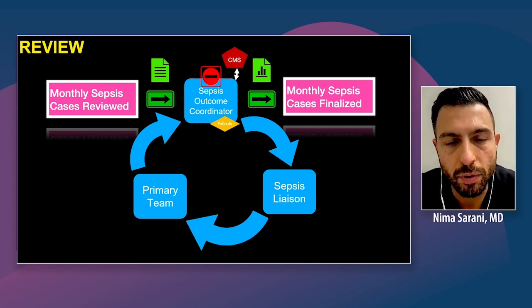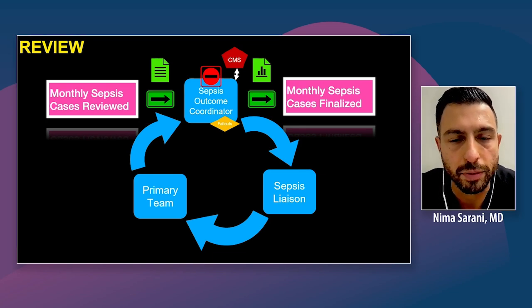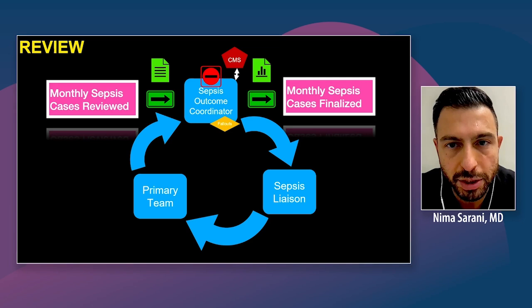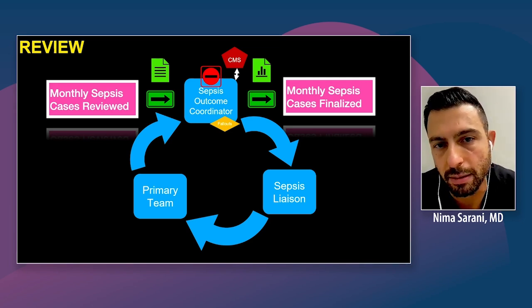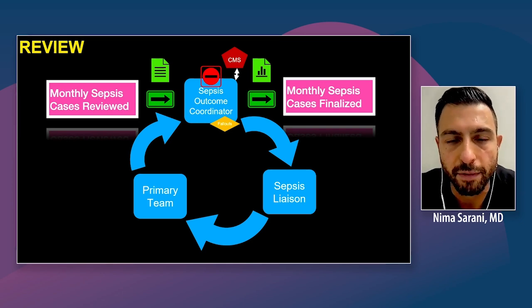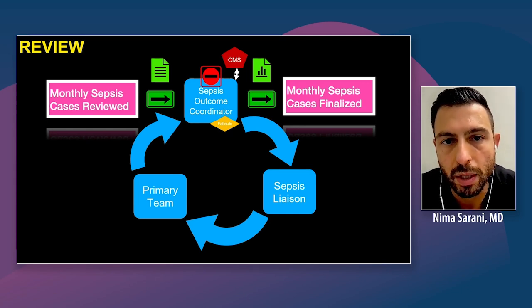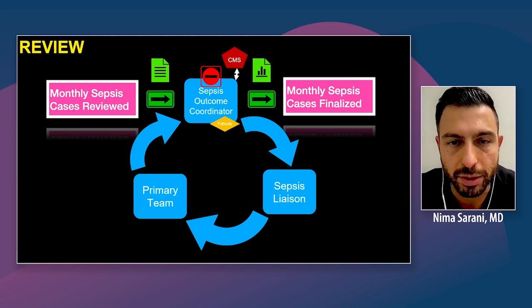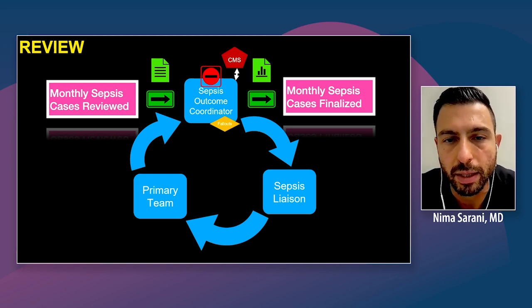It goes back to the sepsis outcome coordinator. If there are additional points of clarification needed, the sepsis outcome coordinator is in touch with CMS and they can directly propose the questions to them for additional clarification. Once that's made, the monthly sepsis cases are finalized, both the cases that passed and the cases that have fallout. And both of those scenarios are sent out to the primary team and the sepsis stakeholder. So not only do you receive the fallouts, but you also receive the ones that have passed all the metrics, so more of a kudos, kind of an email to the individuals involved in that case. Next slide.